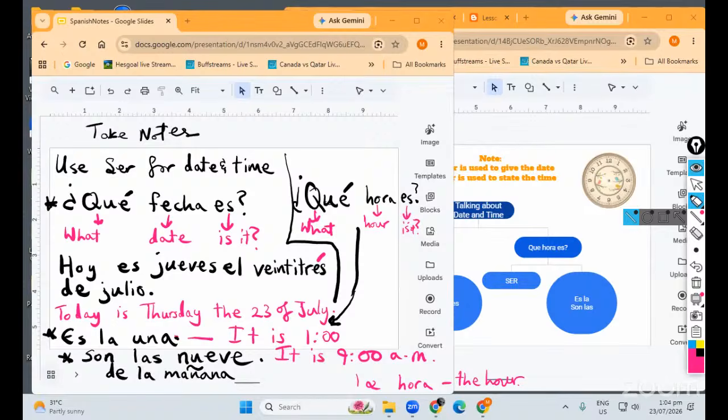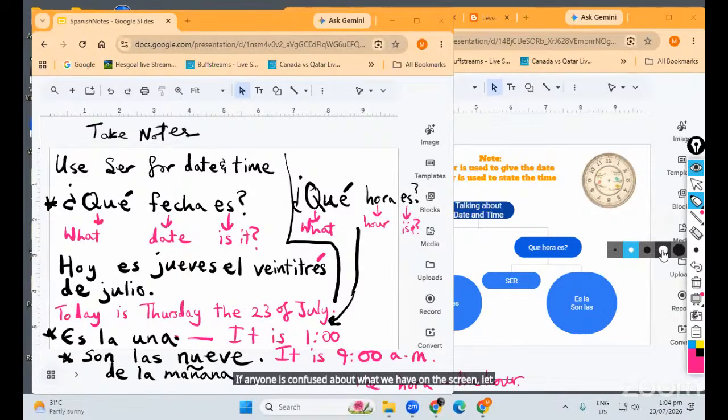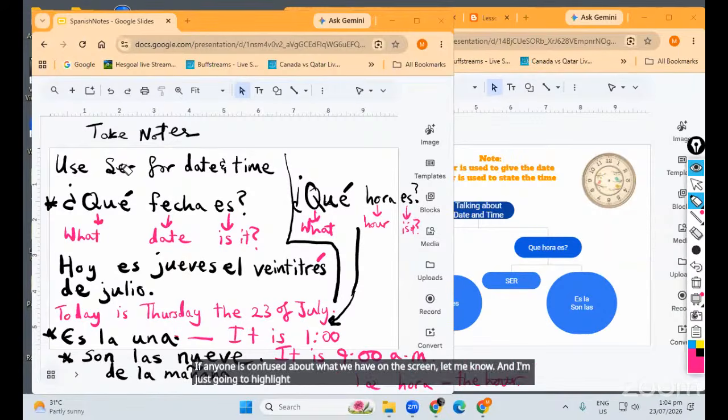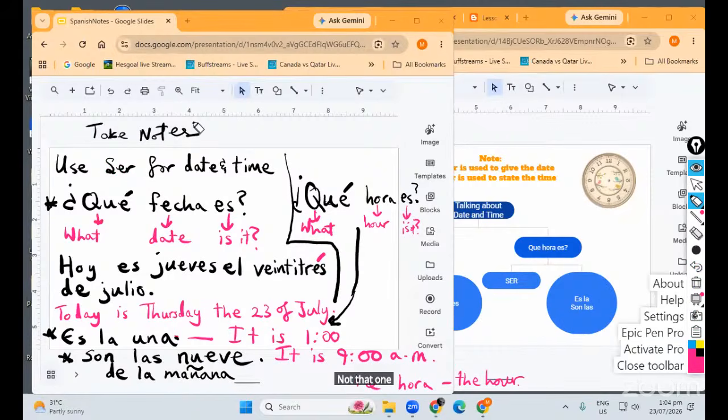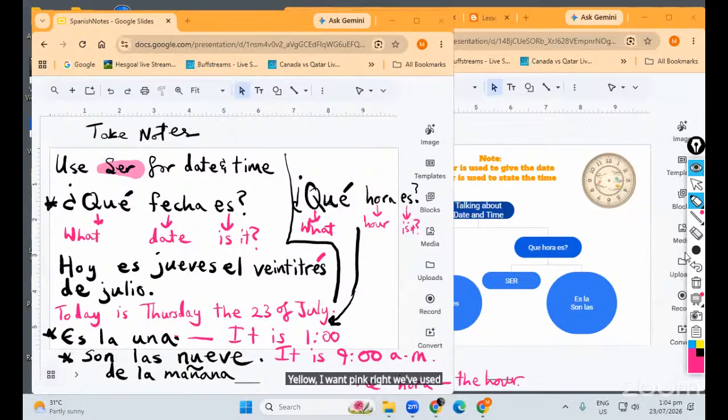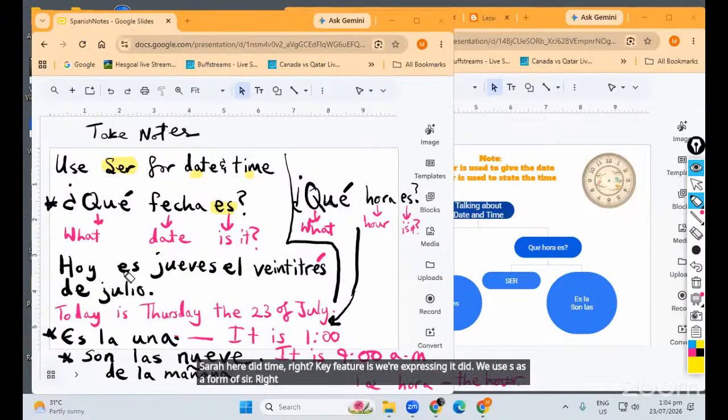If anyone is confused about what we have on the screen, let me know. And I'm just gonna highlight. So we've used ser. Not I want yellow, I want pink, right? We've used ser here, date, time, right? ¿Qué fecha es? We're expressing the date. We use ser, es is a form of ser, right? Hoy es, we're saying the date, es jueves, es is a form of ser.